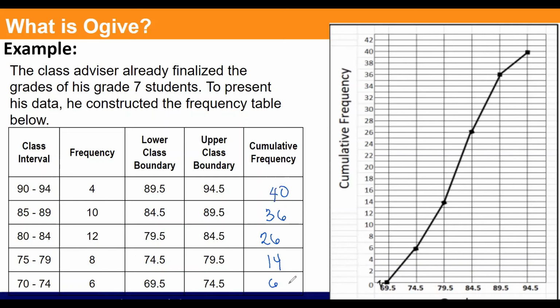So, in cumulative frequency, start po tayo dun sa pinakamababang class interval, and then use the frequency. So, yung pinakataas po dito, this is the total of your frequency, which is 40. Check po natin. 4 plus 10, 14. Plus 12, we have 26. And then plus 8, 34. And plus 6, we have 40. Okay.